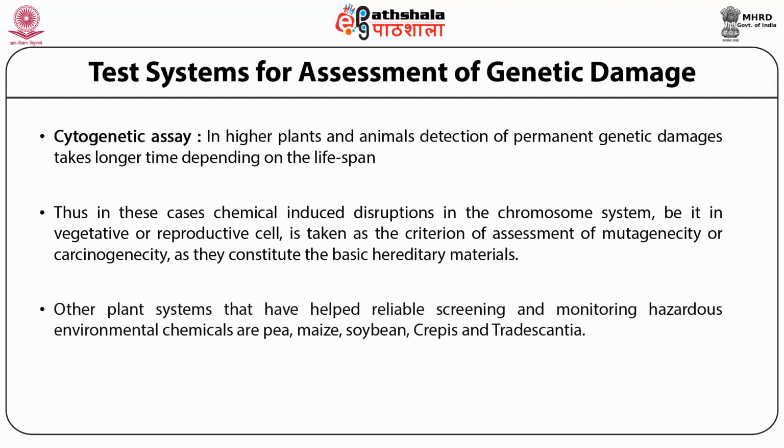Other plant systems that have helped reliable screening and monitoring of hazardous environmental chemicals are pea, maize, soybean, cowpeas, and Tradescantia. Tradescantia has unique characteristics which provide two ideal genetic endpoints for mutagenicity testing: the stamen hair assay and the micronucleus test. These stamen hairs are highly sensitive to gaseous chemicals like Freon 22, benzene, ozone, nitrogen dioxide, and sulfur dioxide, and they serve as indicators by changing their color.